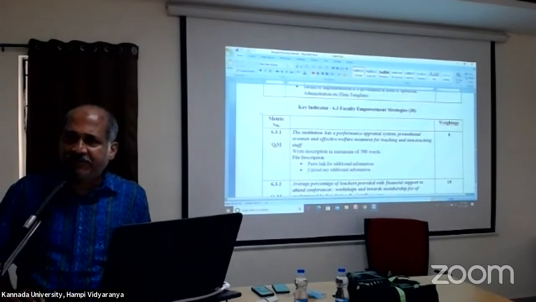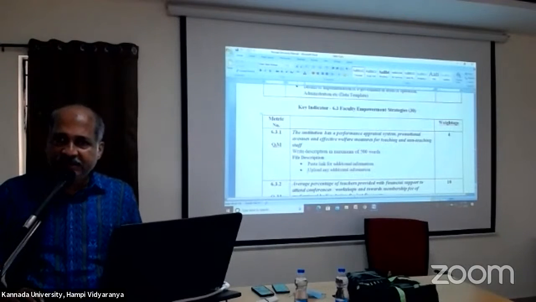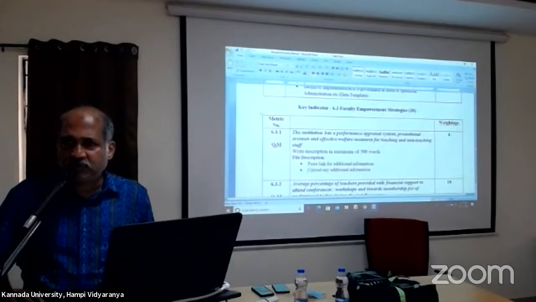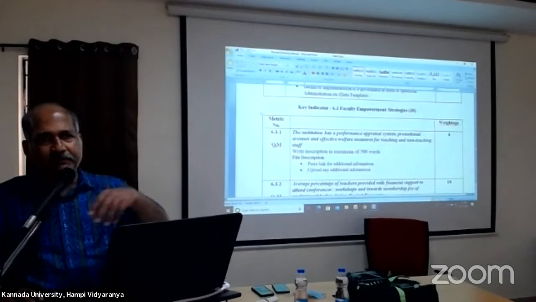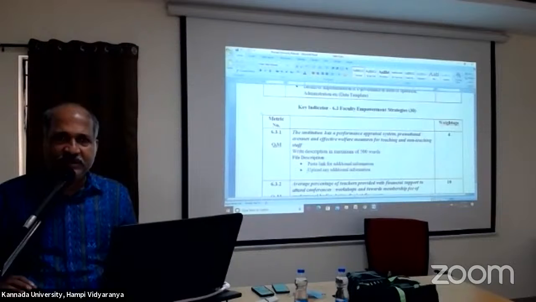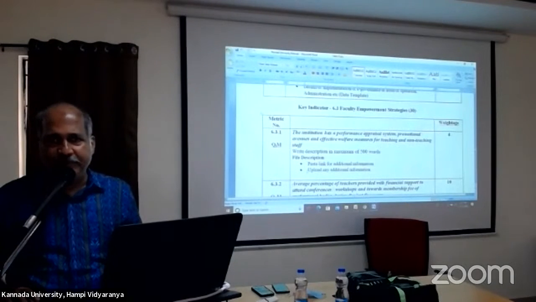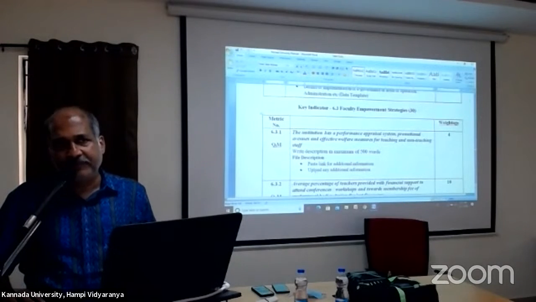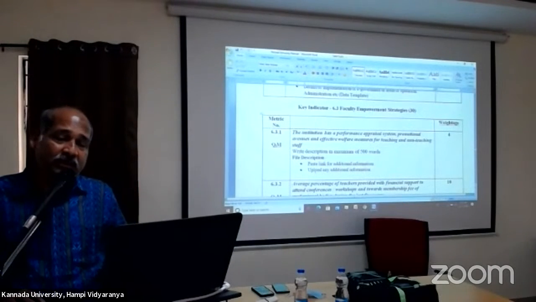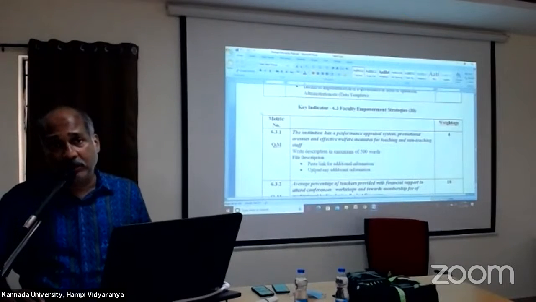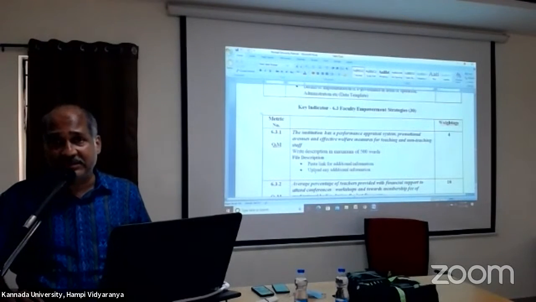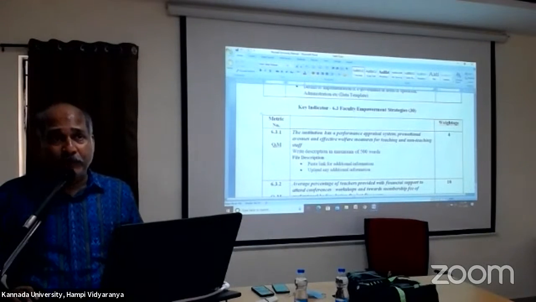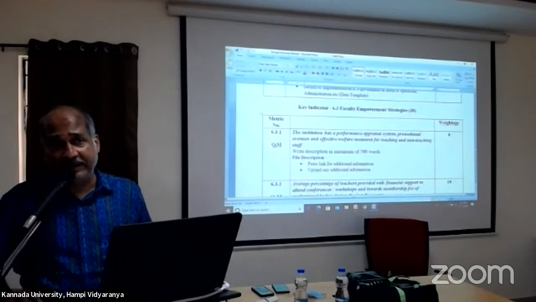Number of classes taken, number of other activities, number of publications of papers, number of books, and all that. Even the calculation of marks is there in many universities: how to calculate the marks, how many papers published, how many PhD students guided, how many MTech students guided, how many hours of lectures you have taken, whether you have taken any administrative load or not. All those things have to be mentioned in the performance appraisal system. Whether you have attended faculty development programs, and how many.